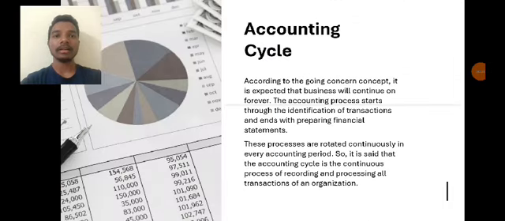Accounting cycle. According to the going concern concept, it is expected that business will continue forever. The accounting process starts with the identification of transactions and ends with the preparation of financial statements. These processes are repeated continuously in every accounting period. So it is said that the accounting cycle is the continuous process of recording and processing all transactions of an organization.